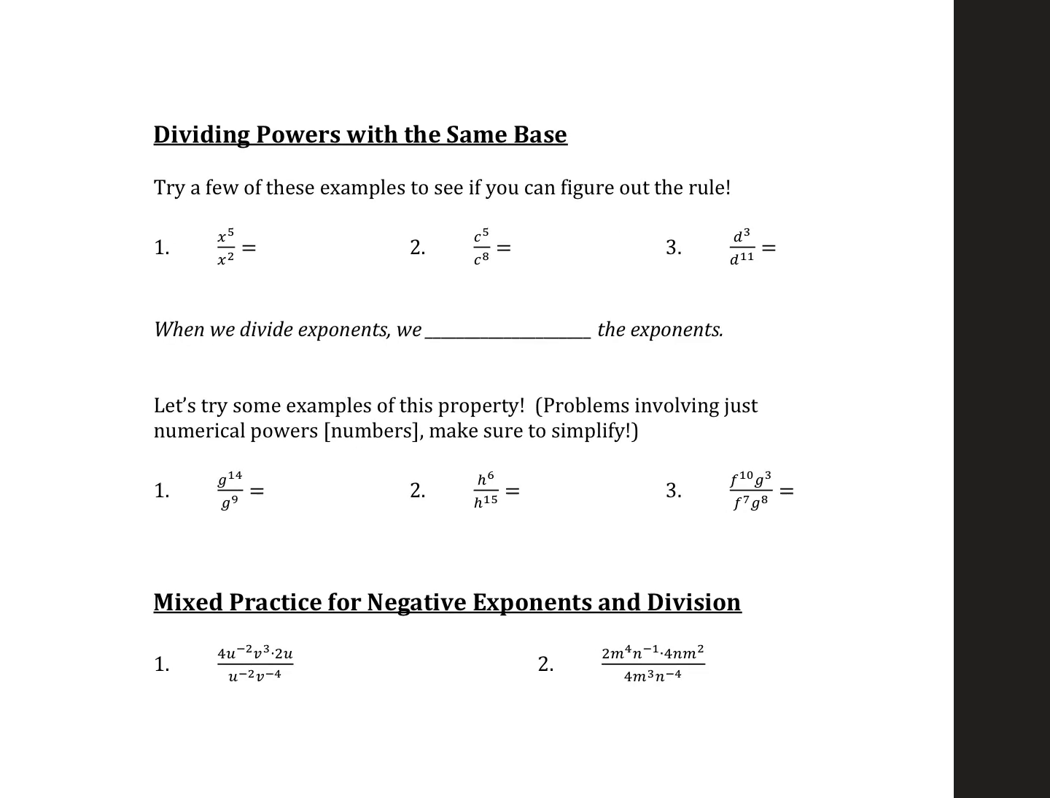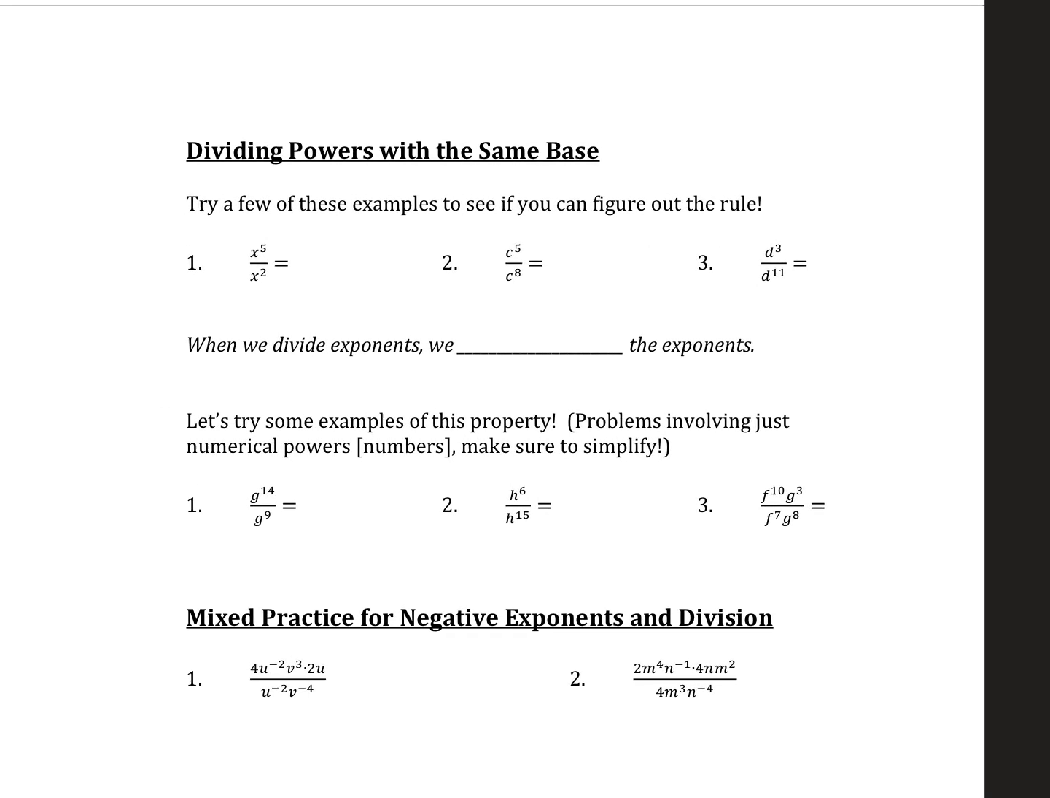Okay, one more property here, and then we'll do some more mixed practice. So we're dividing powers with the same base, okay? See if you can figure out the rule down here for this part. When we multiply exponents, we add the exponents. What do you think we do when we divide exponents? We're going to subtract the exponents, okay? So now that we know that, if you didn't know that, why don't you guys try 1 through 3, see how you do.